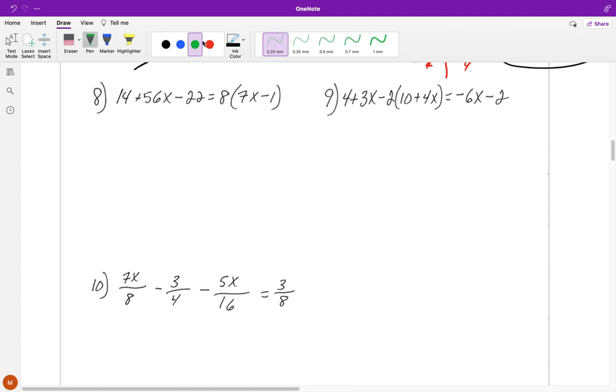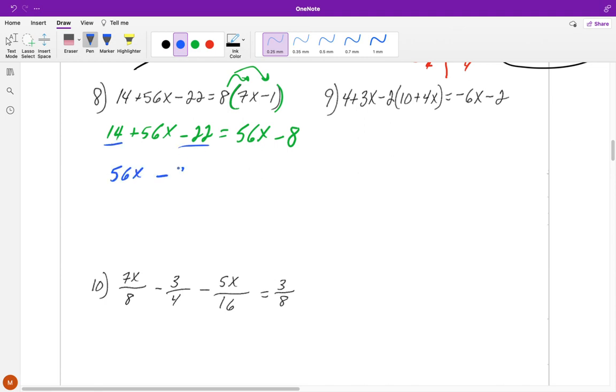All right, so first thing we do is we look, I see the parentheses, so I'm going to distribute this 8 in. So I get 14 plus 56x minus 22 is equal to 56x minus 8. And then over here, I see I have like terms of 14 and minus 22. So 56x minus 8 is equal to 56x minus 8. Once again, it should maybe jump out at you now that we know that this is going to be all real. If you stop here, write it out in words how you know.